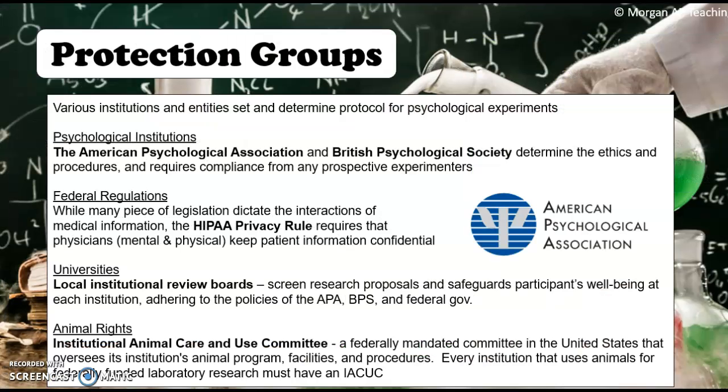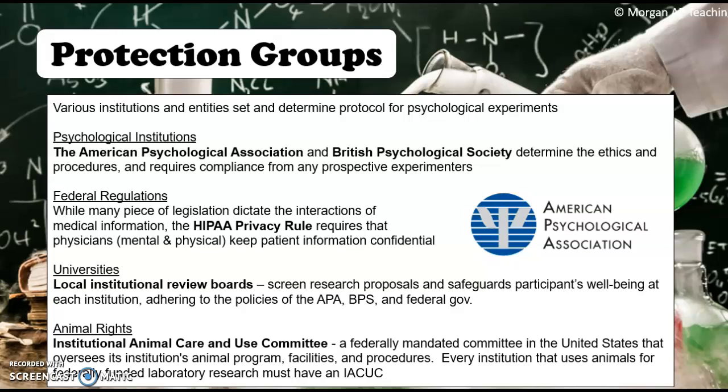Okay, so here are the groups that have been created. These institutions and entities determine protocols for whether or not your experiment is ethical. So we have the American Psychological Association, the APA, and the British Psychological Society, the BPS. They determine ethics and procedures and require compliance for any prospective experiment.